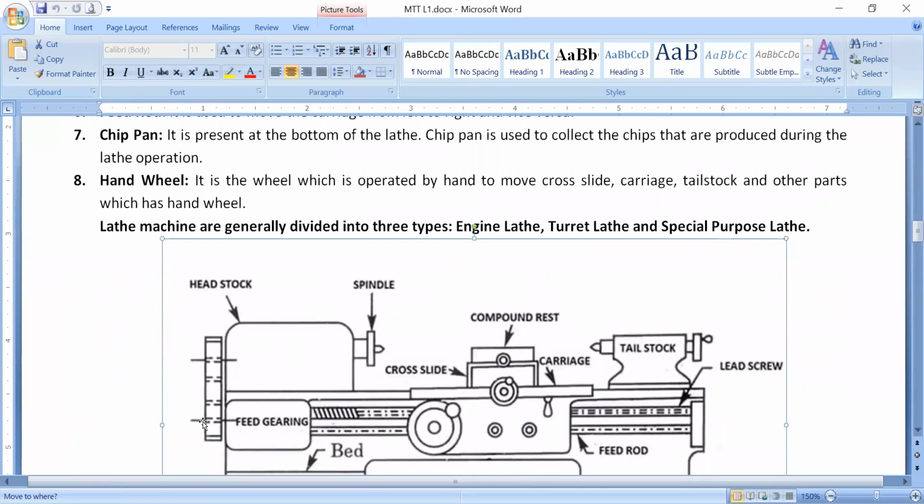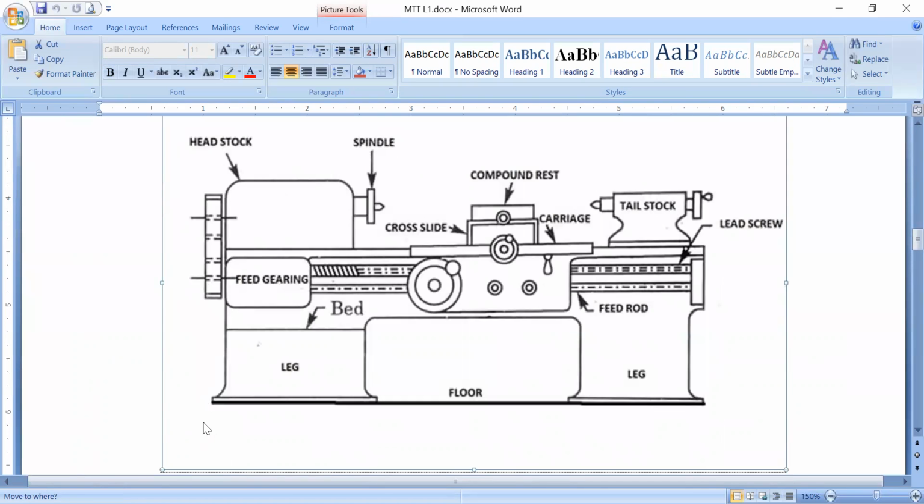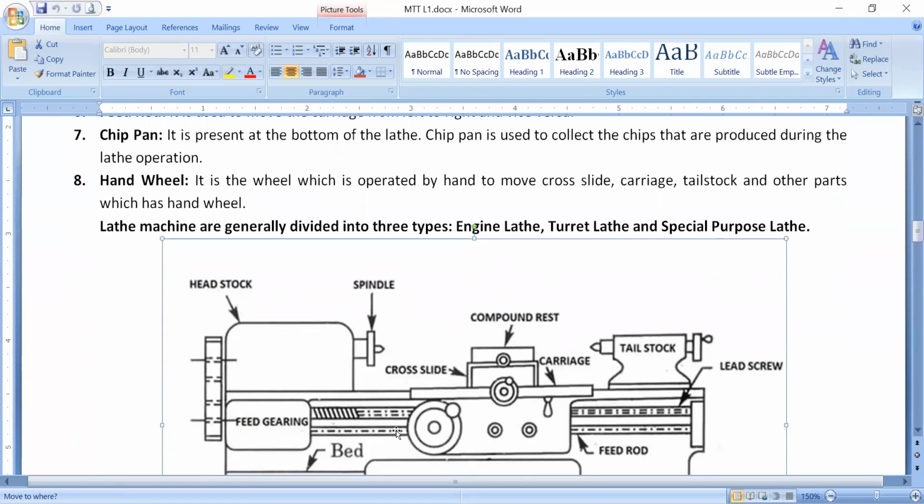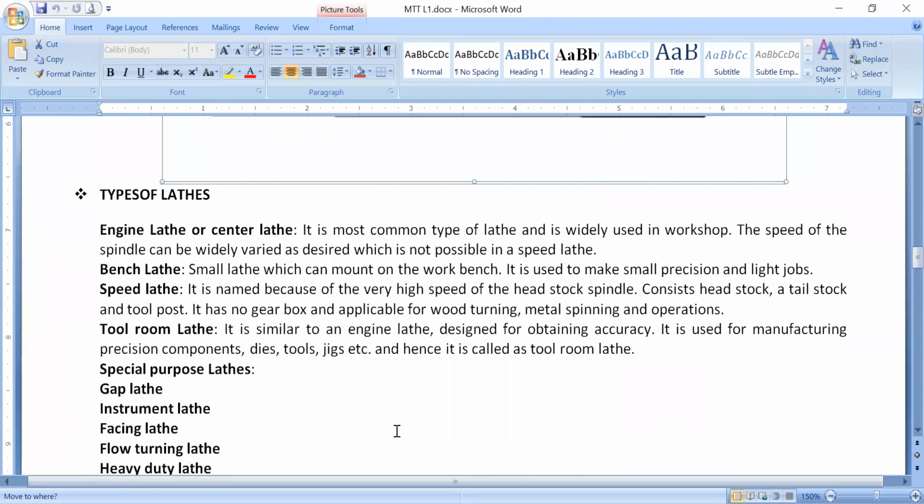So this is the schematic diagram of the lathe machine. This is the spindle on which there is a workpiece, and this is the headstock on the left side. This is the tailstock, this is the lead screw, and this is the feed rod. This is the bed. These are the legs, feed gearing, cross slide, and all the parts already given in the machine.